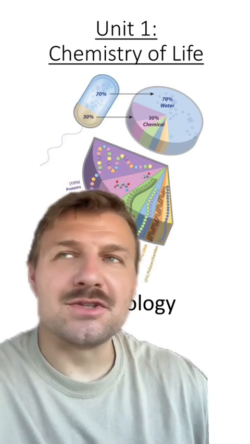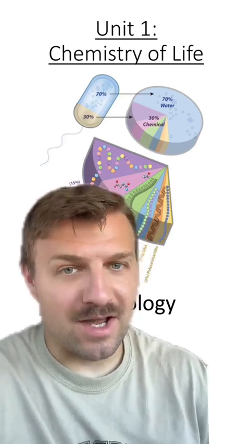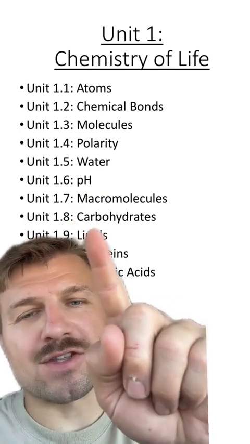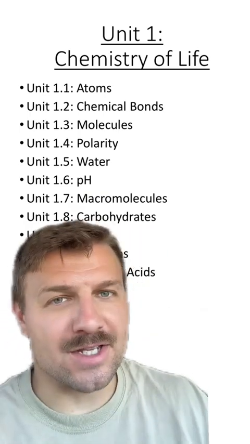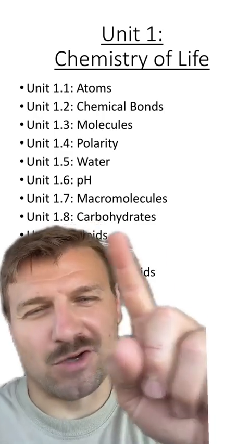Hello AP Biology students, let's go over the next section in Unit 1. In this section, we're going to go over the first macromolecule known as carbohydrates. There's really no order, I just always like going over carbohydrates first.